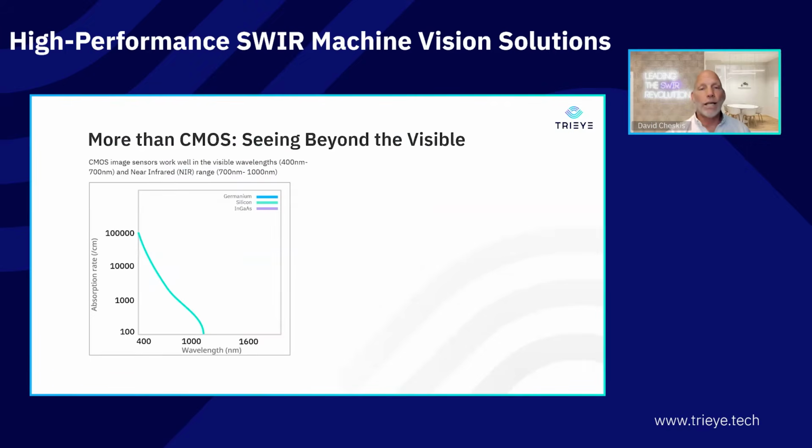But how do we do what's next? What's next for us is seeing beyond the visible, and that's the SWIR wavelength range. CMOS image sensors work great. Again, there are billions and billions of them made each year for cell phones, for automotive, and most of them are made out of silicon material.